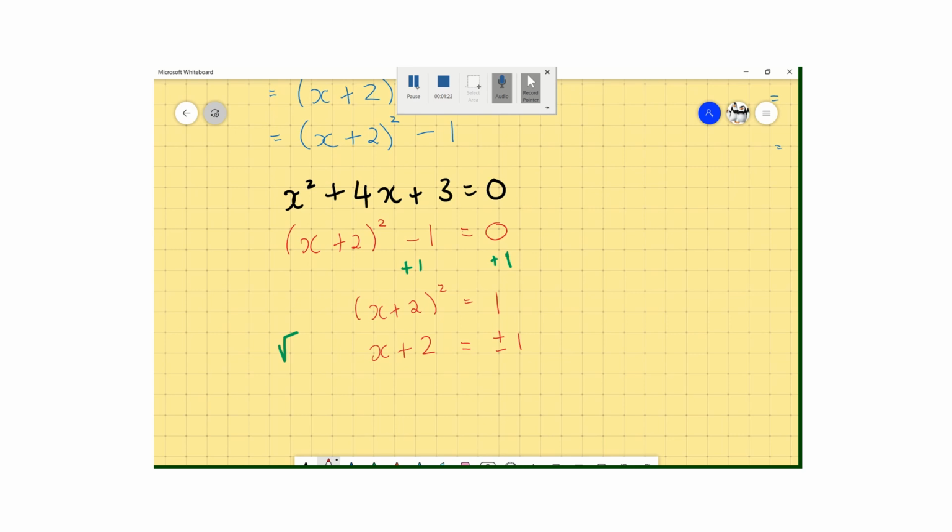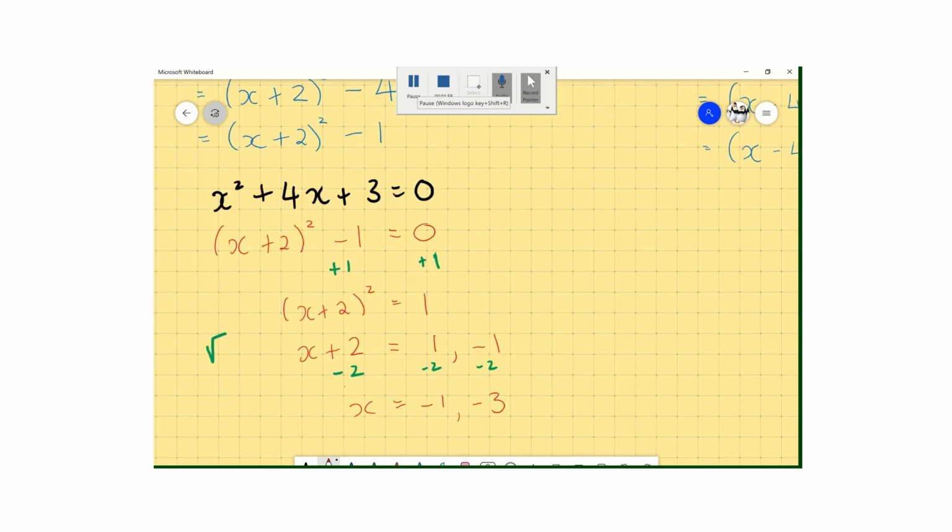You will sometimes see it written with that positive and negative on top of each other, or you can just write it as a 1 and a minus 1. So those are the two values that x plus 2 can be. To find x, we're going to subtract 2 from both sides. And so x is going to be 1 minus 2, which is minus 1, or minus 1 minus 2, which is minus 3. So the two solutions to that equation are minus 1 and minus 3.